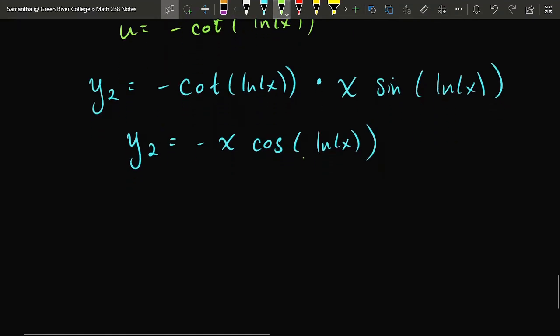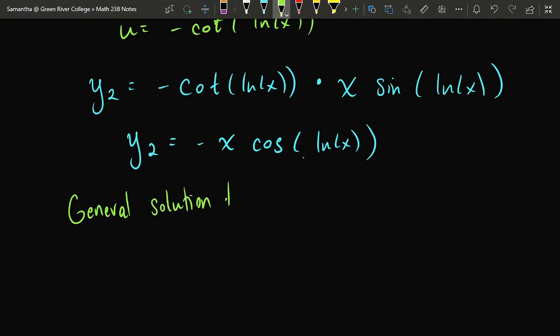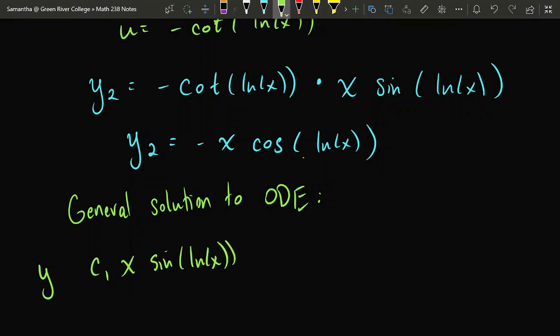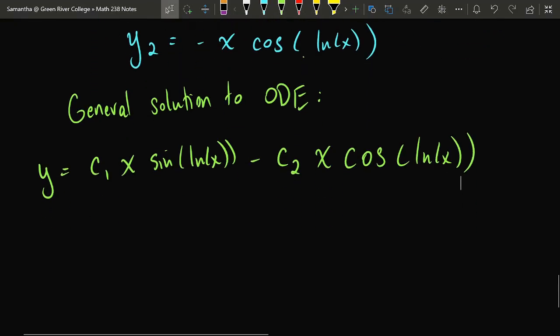So what's our general solution to the ODE? What do all solutions look like? They look like c1 times x sine of natural log of x, plus c2 times negative x cosine natural log of x. Why not? Let's just put the minus sign here. Now the minus sign really doesn't matter because c2 can be either positive or negative, so we can sort of roll that negative sign into c2 and refresh it into a new coefficient if we wanted to, but it doesn't really matter too much either way.